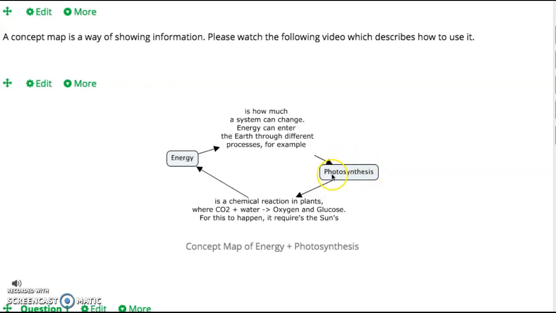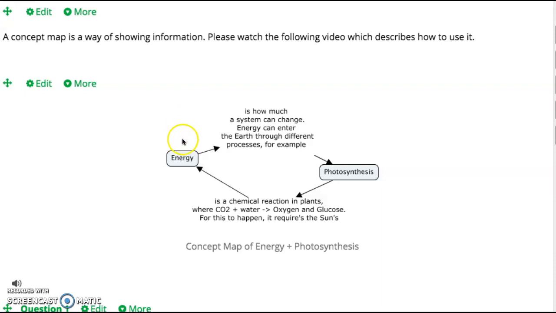Now, what a concept map does, aside from defining what the concept is, is that it also links it to other concepts. And it's a really good way to push your learning because as you make links between certain parts of knowledge, it becomes stronger in your head. So I'll show you how to use it.